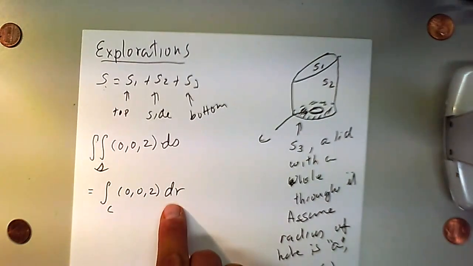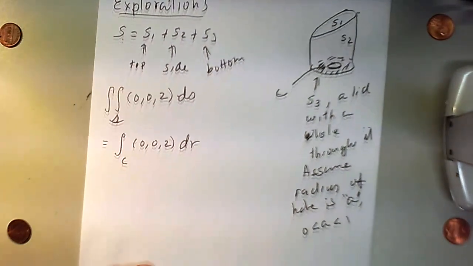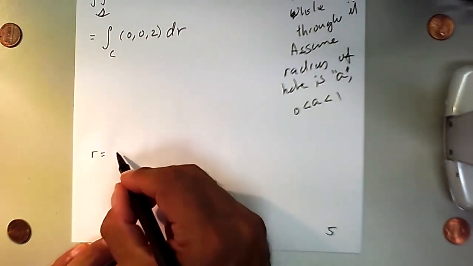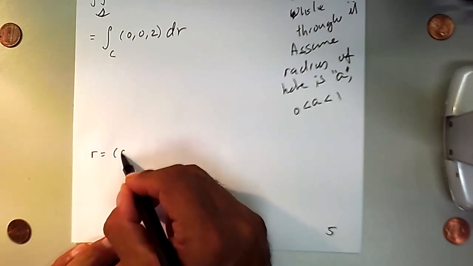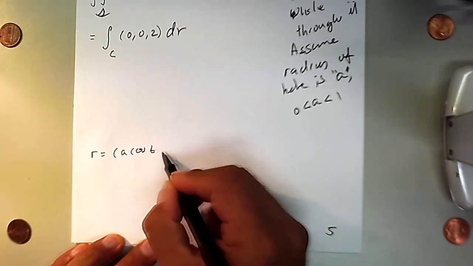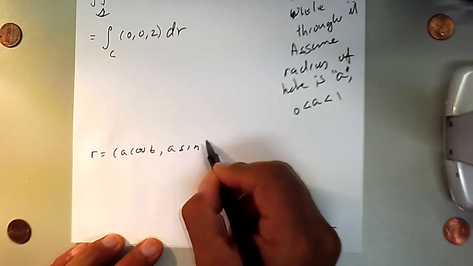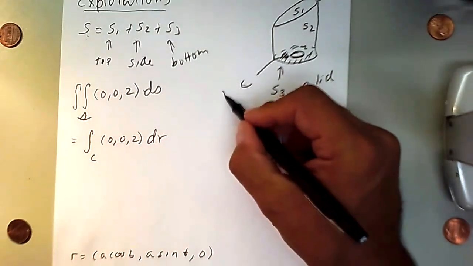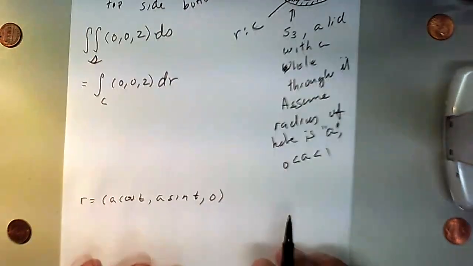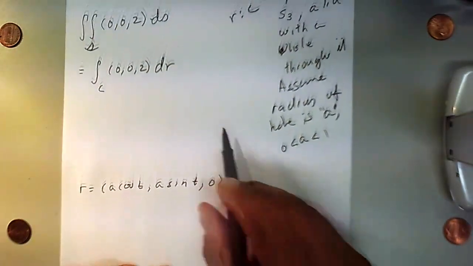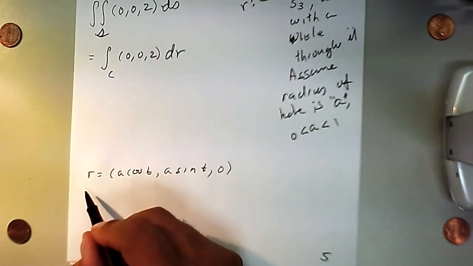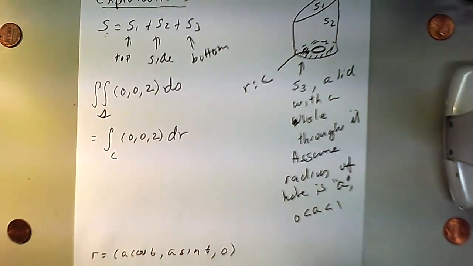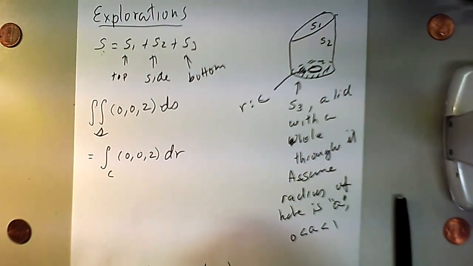In order to figure this out, let's work on dr here, down here. So r would have to be a cosine of t, a sine of t, and 0. The r is the one that describes C. Okay, and dr would be, oh, I made a mistake there. It cannot be 0, 0, 2.